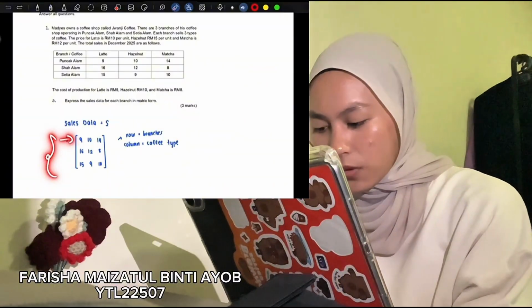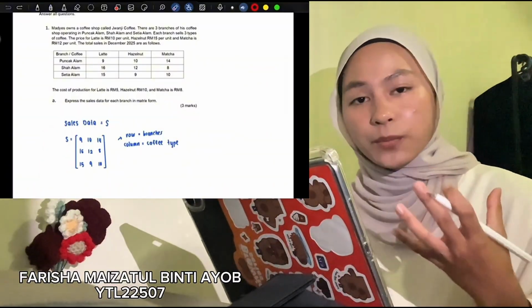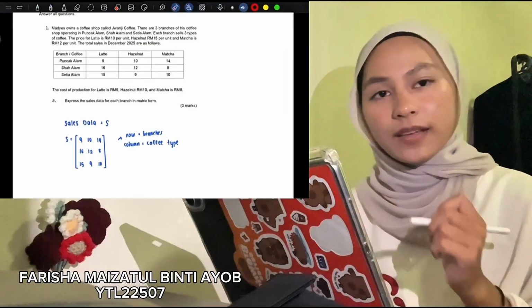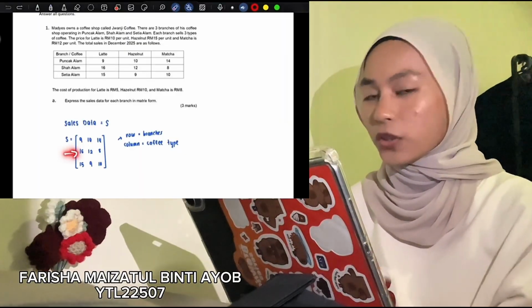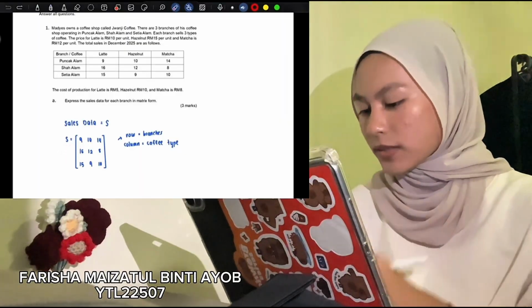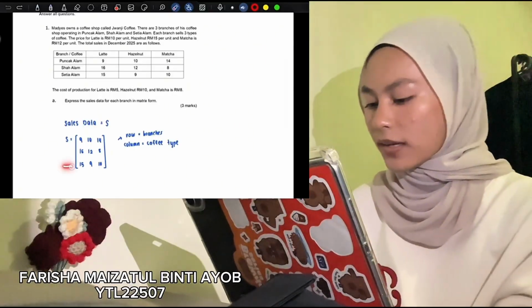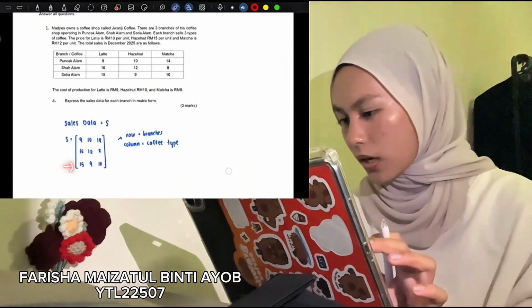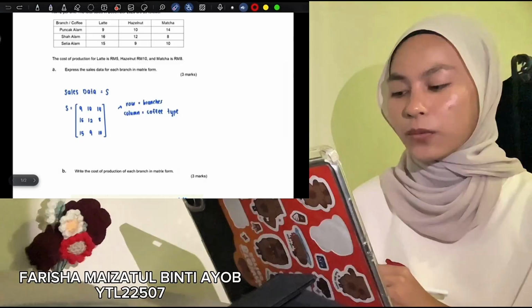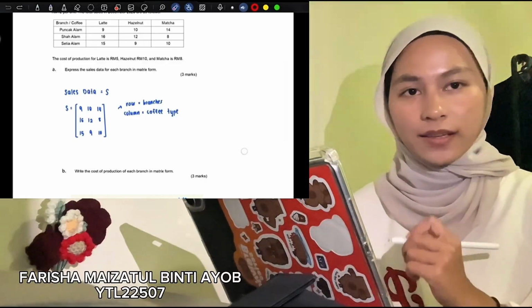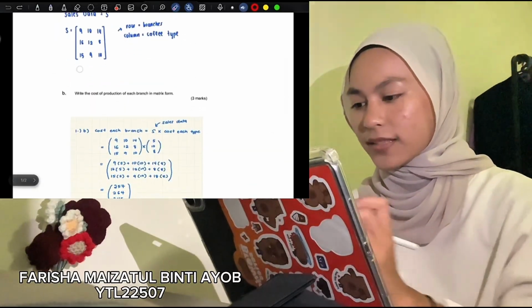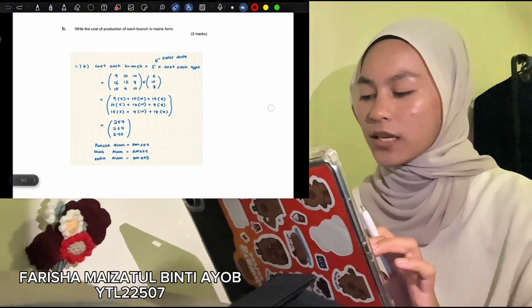The first row represents Puncak Alam, which is 9, 10 and 14. The second row is for Shah Alam, which is 16, 12 and 8. And the third row is for City Alam, which is 15, 9 and 10. Okay, so that's the answer for question A.